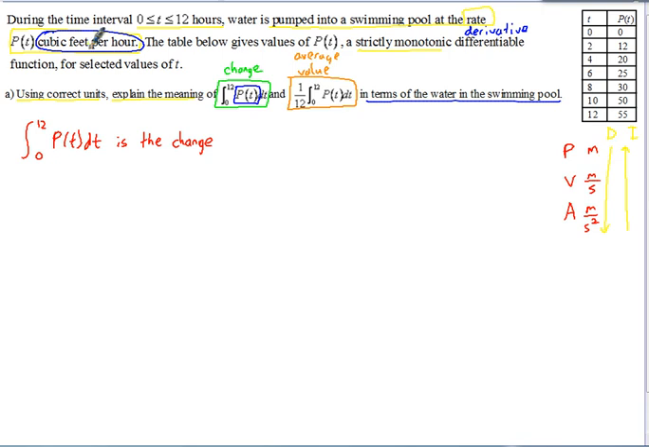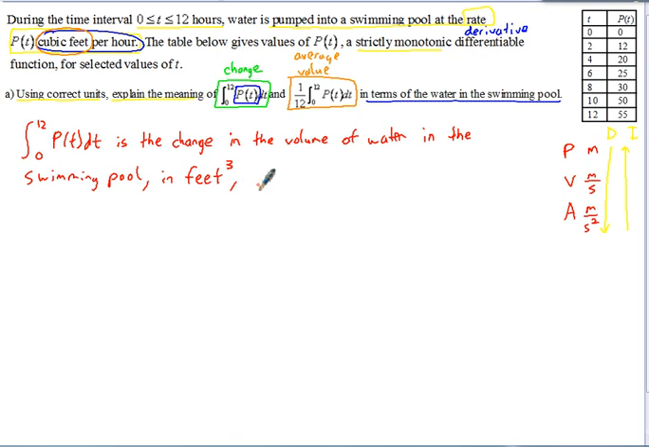So if we go from P of t and we integrate that, and P of t is cubic feet per hour, notice it's going to get rid of that per hour. Just like when you go from velocity to position, it gets rid of the per second. So that tells you the units and what it represents. If it's just cubic feet, well, what's in terms of cubic feet? That's the volume. So the integral of P of t is the change in the volume of water in the swimming pool. And the units would be just cubic feet. We either write it this way or write out cubic feet.